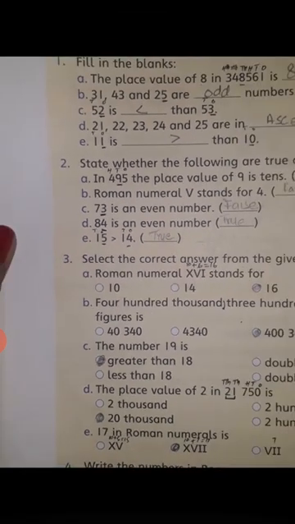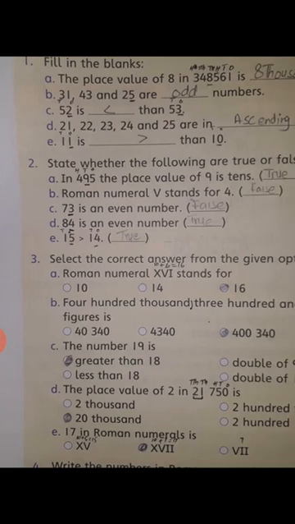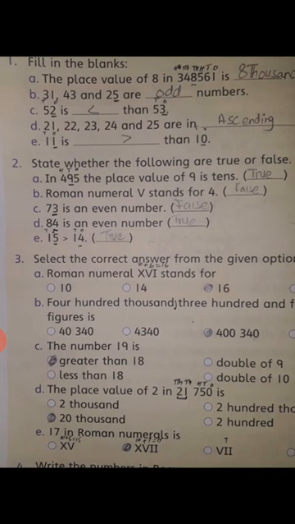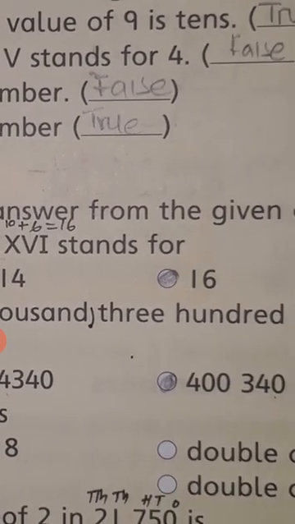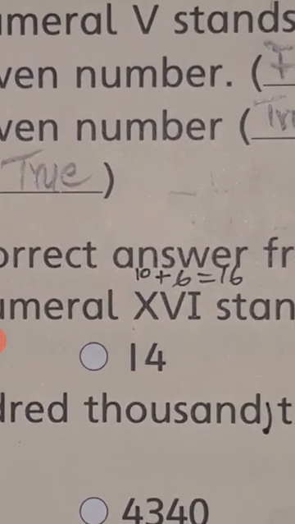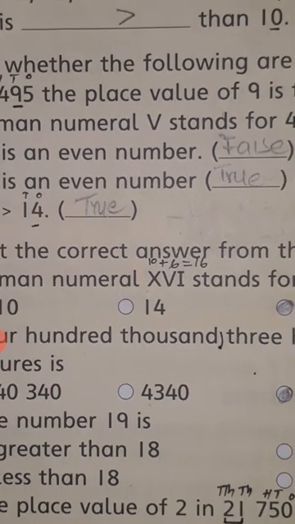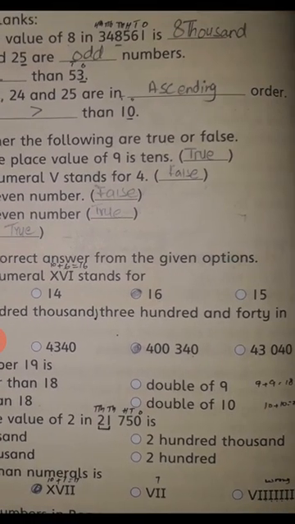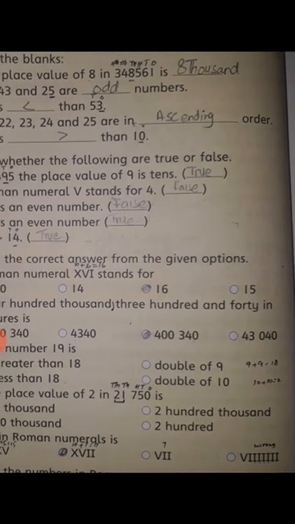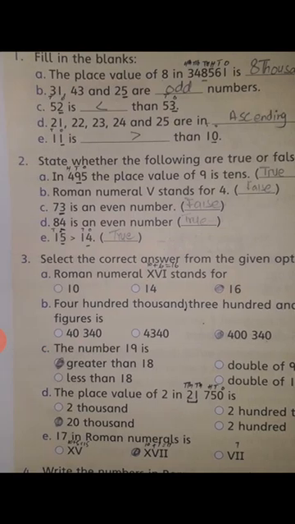Now question 3, select the correct answer from the given options. Roman numerals. X stands for 10 and VI stands for 6. So 10 plus 6 equals 16. So the options are 10, 14, 16 and 15. So which one do we fill in? 16.